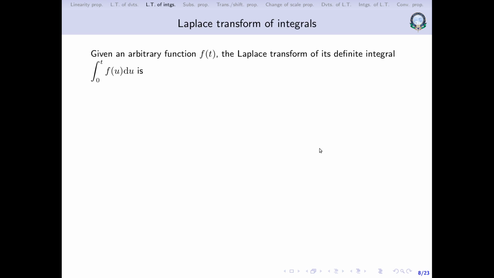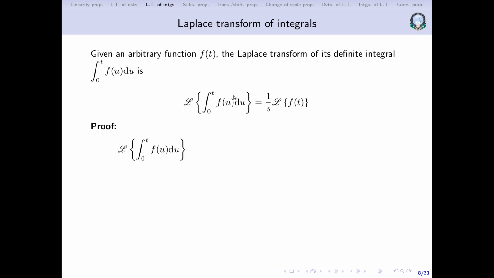Okay, so next is the Laplace transform of integrals. Suppose I have an arbitrary function f of t, then we can find the Laplace transform of its definite integral. That is, you integrate from 0 to t the same function, of course u is a dummy variable. Then the Laplace transform of this integral, L of the integration from 0 to t of f of u du, is equal to 1 by s into the Laplace transform of the original function. This can also be very easily proved.